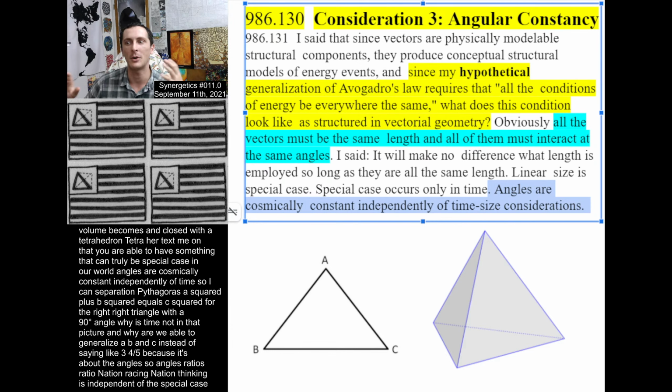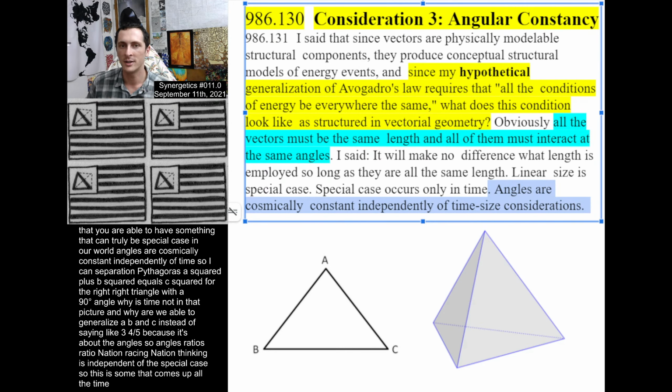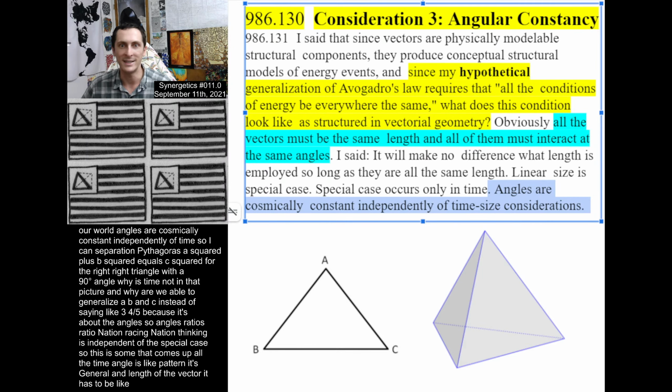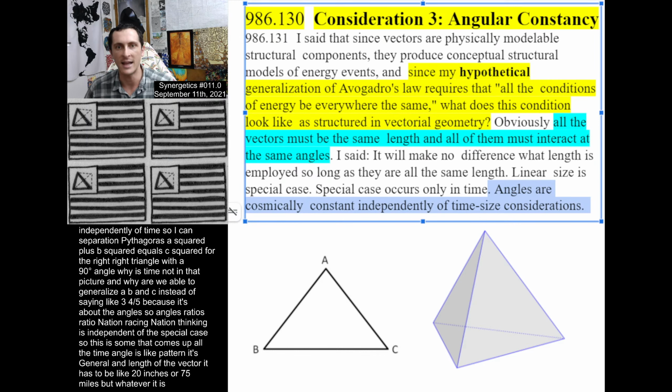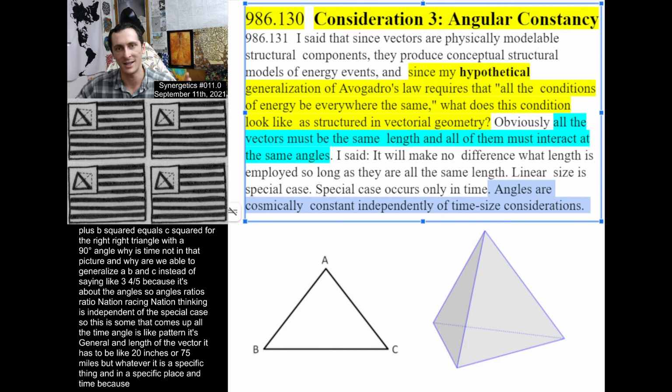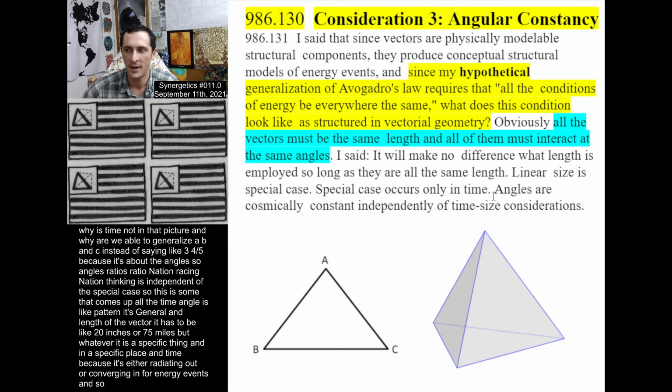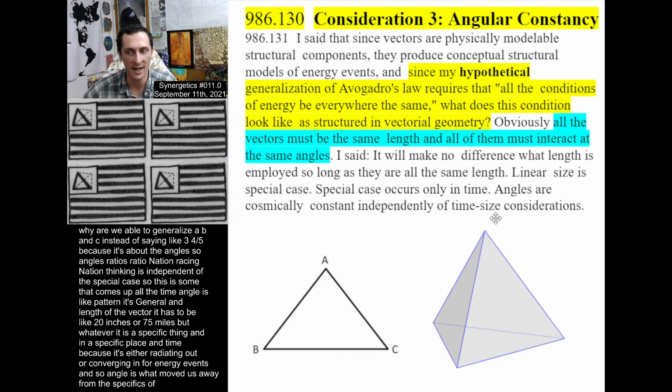So this is something that comes up all the time. Angle is like patterning. It's general. And length, remember the vector, it has to be like 20 inches or 75 miles. But whatever it is, it's a specific thing, in a specific place and time, because it's either radiating out or converging in from an energy event. And so angle is what moves us away from the specifics of time and size.